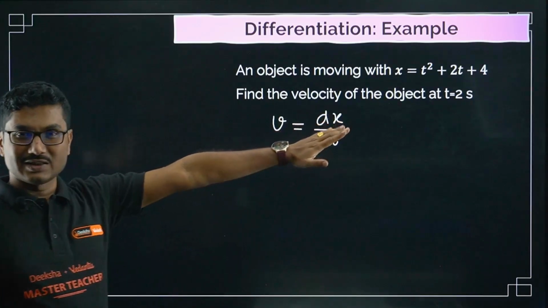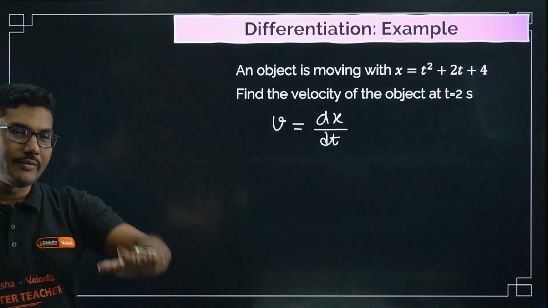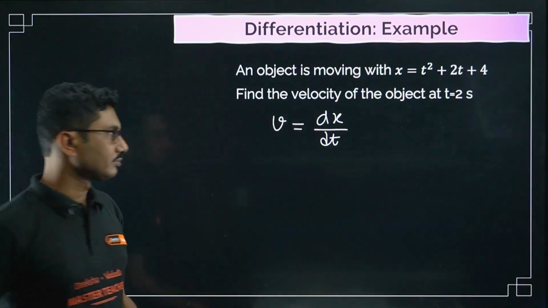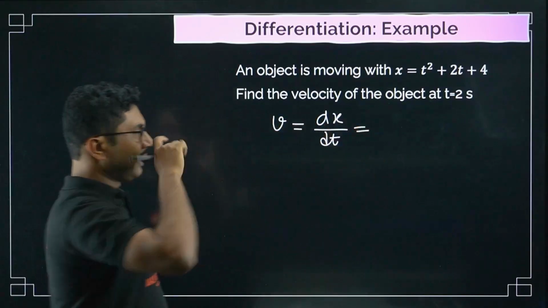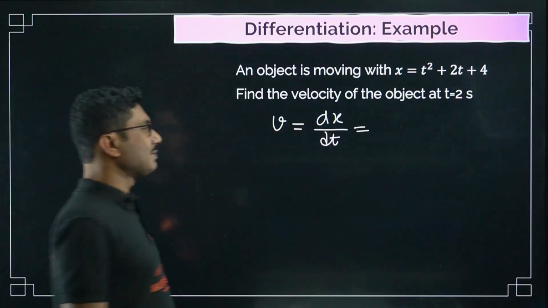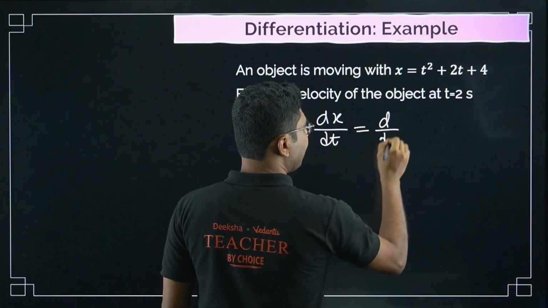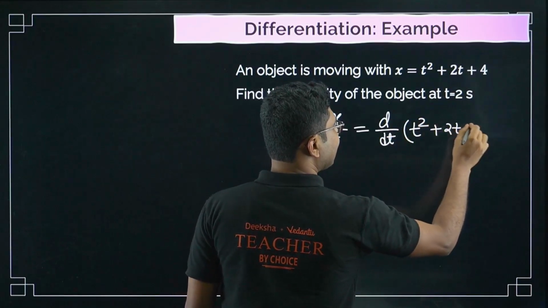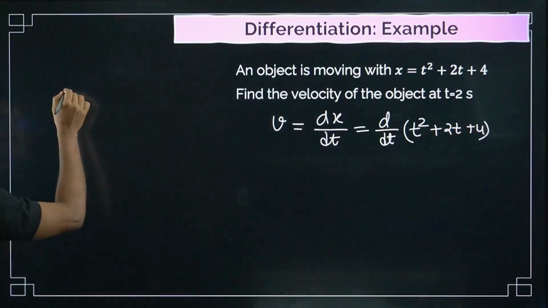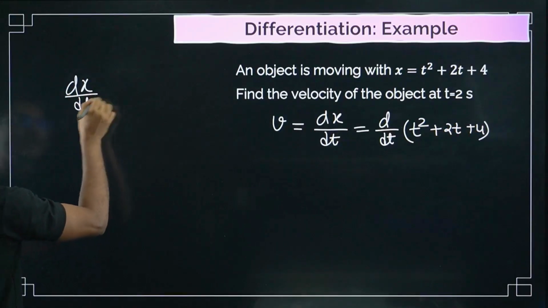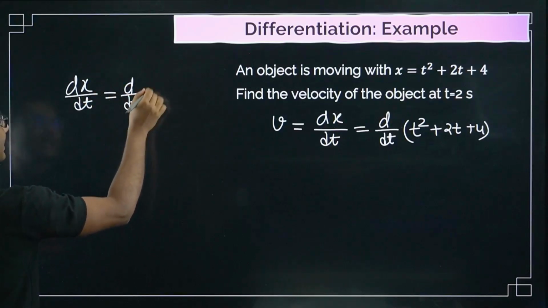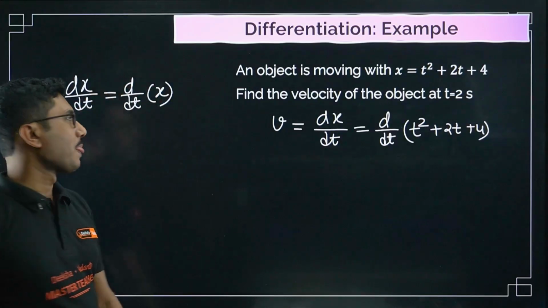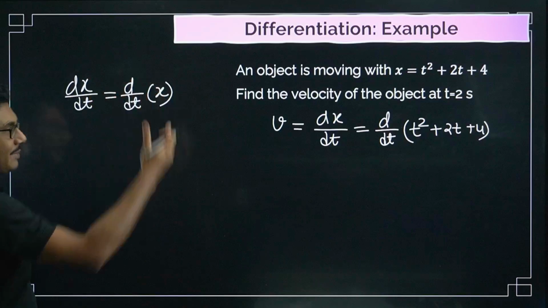Some people call it dx by dt, some call it dx dt. Whatever your college teachers are doing, you can follow that. I say dx by dt, which is easy, right? Now dx by dt is basically d by dt of x. So what is x? x is this, right? Also remember that dx by dt, you can write as d dt of x. d dt means d by dt. Obviously mathematically nothing changed, right?